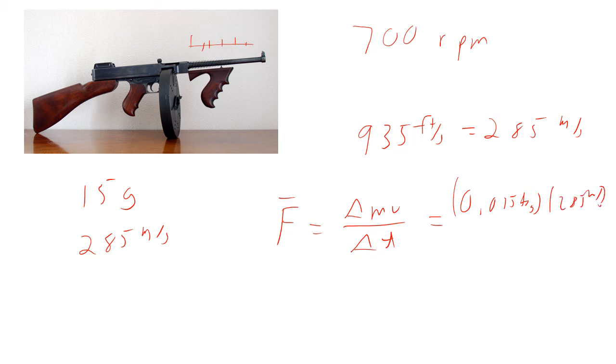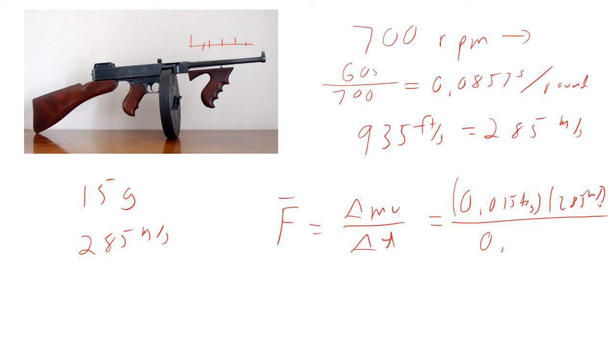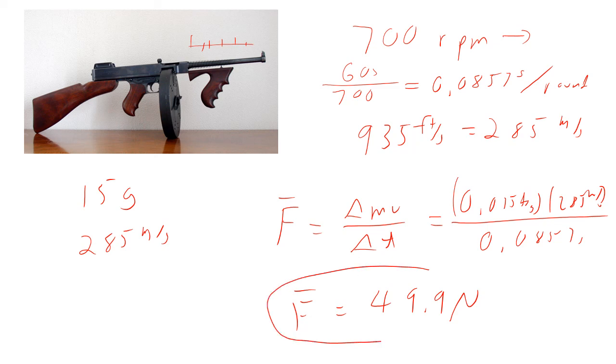So the question is, okay, then what is the average time? Well, it's 700 rounds per minute. Okay, so that means a minute is 60 seconds. So we have 60 seconds divided by 700. So that would mean it's 0.0857 seconds per round. Okay, so that means that we get that MV right there for every 0.0857 seconds. So that would give you the recoil here, which would be 49.9 newtons on average. Okay, so it's averaged out.